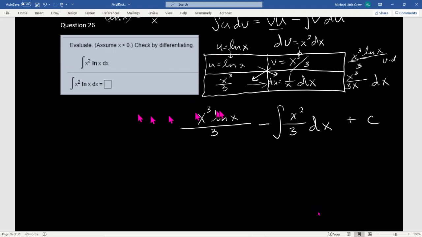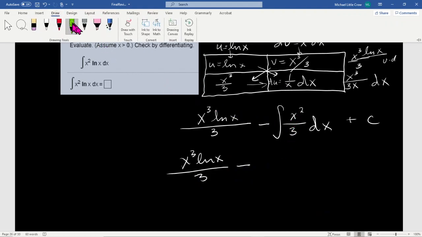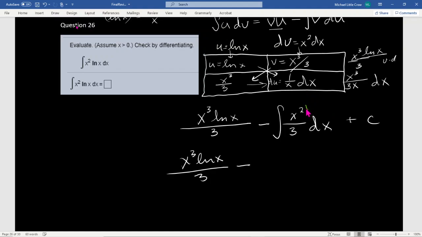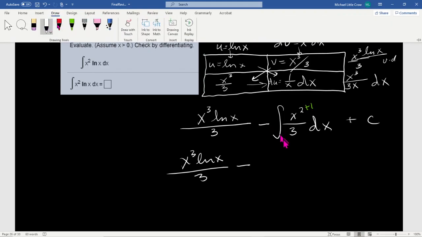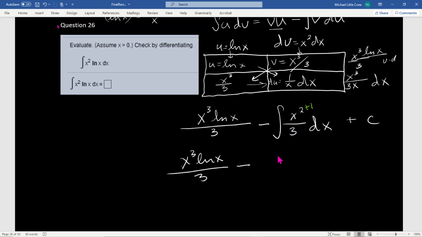So let's come here. So again, we're just copying. That part is done. This part we're going to integrate. Again, just doing our standard, add 1 to the exponent, then divide by that exponent. So that's going to give us x to the third divided by 3 times 3, right?